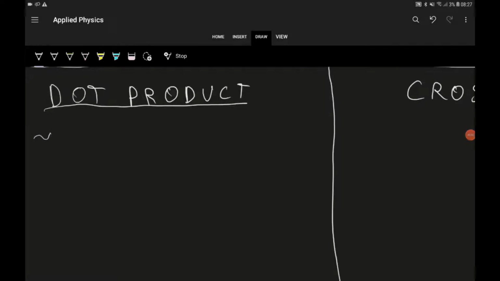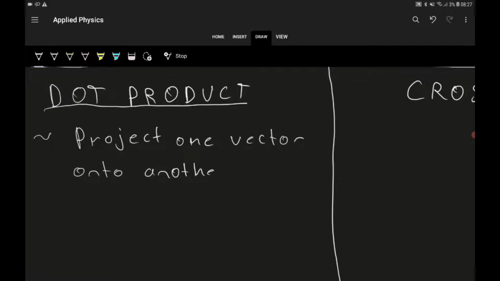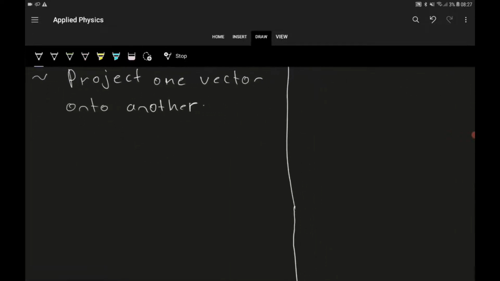What the dot product does is project, I'm not really sure I like this language, but that's what it says, project one vector onto another. And there's another way to think about this as well. But let's first really try and understand what is going on. Project one vector onto another.